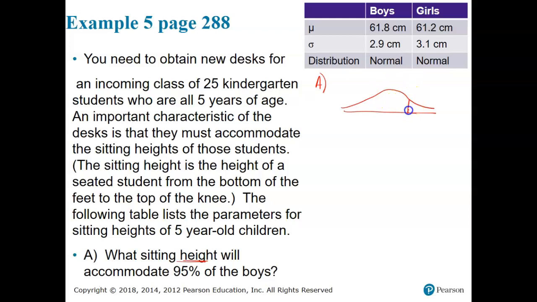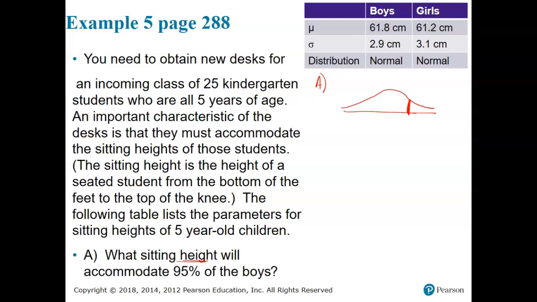So if I want to accommodate 95% of the boys, I want you to think about if you were to sit in a seat, would you be better accommodated if your feet were too short and didn't touch the ground? Or if you were like an adult trying to sit in a kindergarten chair and your legs were kind of thrown out to the side and you weren't able to actually sit in the chair. I think you'd be convinced that it's a better fit if your feet don't hit the floor than it is to have your legs being too long.